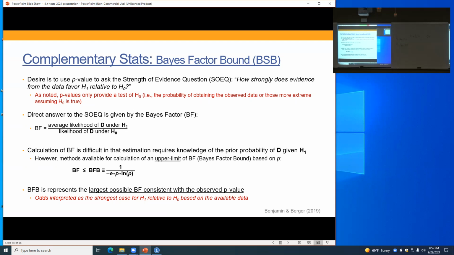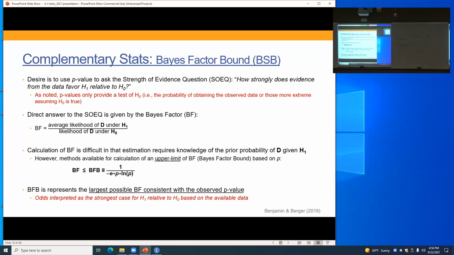But if we wanted to give an upper limit on that Bayes factor, what we can do is take 1 over negative e. You know what e is? It's a mathematical constant, like pi. It's just a number, 2.71828, something like that, right? It's on your calculator. So you take negative e times your p-value times the natural log of p. This will give you your Bayes factor bound.